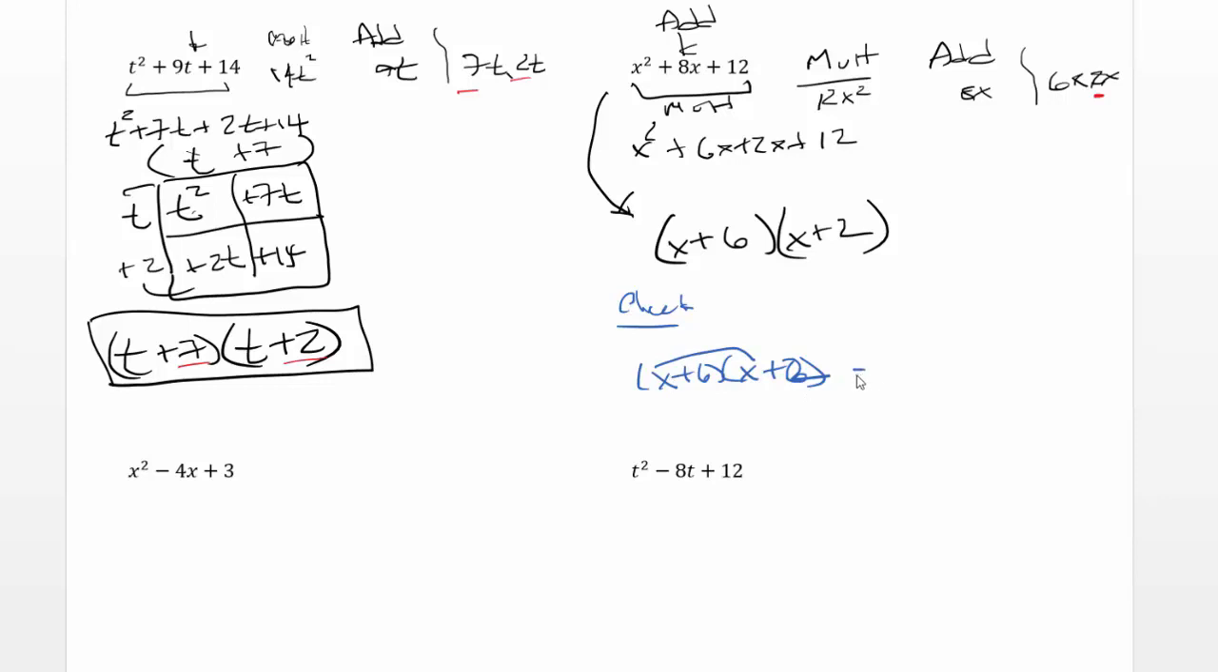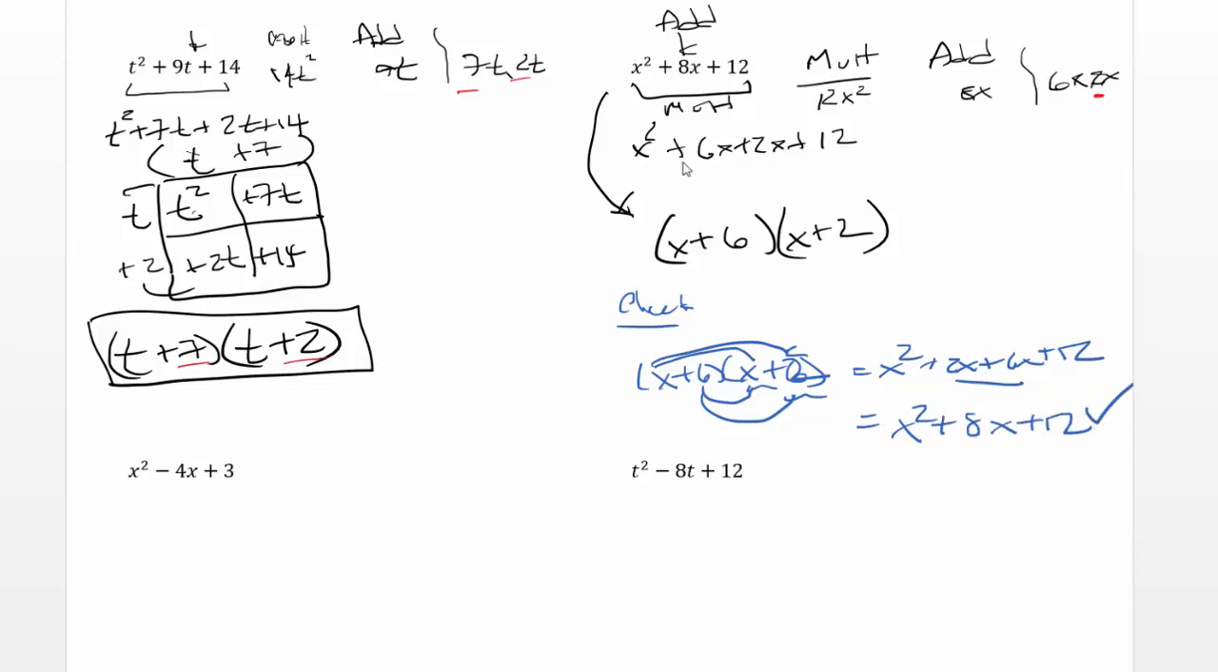X times x is x squared. X times 2 is plus 2x. 6 times x is plus 6x. And 6 times 2 is 12. And combine these like terms, and we get x squared plus 8x plus 12. And that is what we started with, which confirms that x plus 6 times x plus 2 is the correct factorization. Again, this trick will work as long as the leading term is 1.